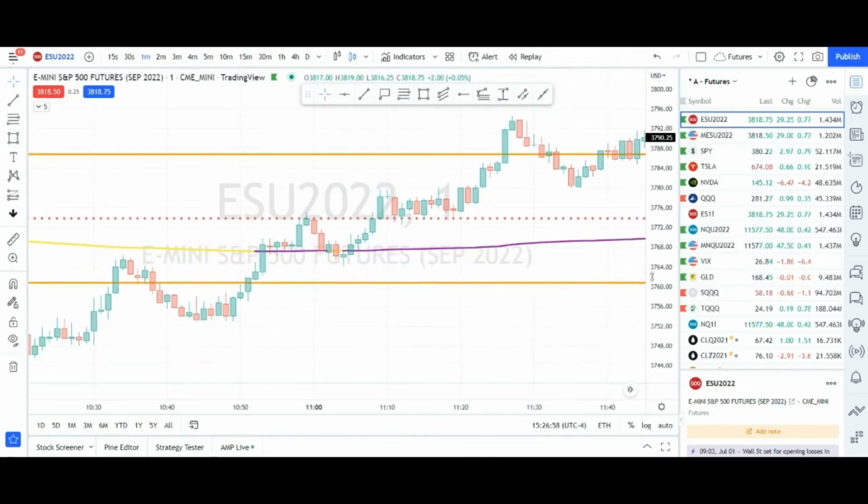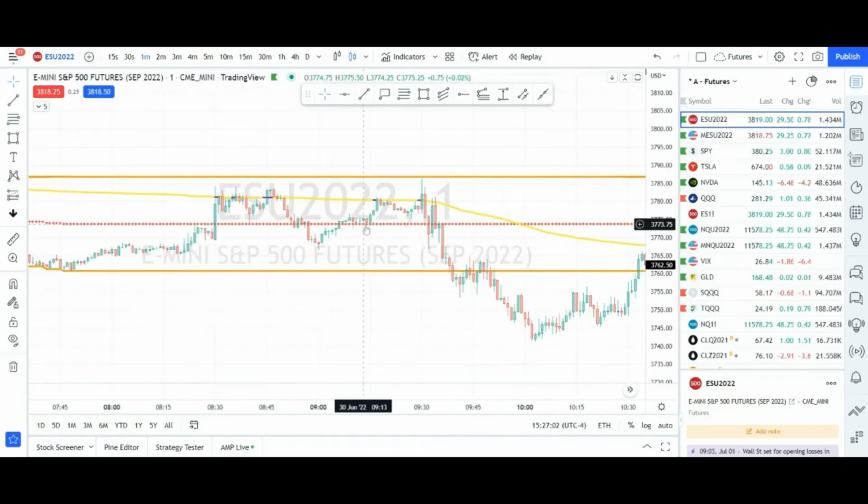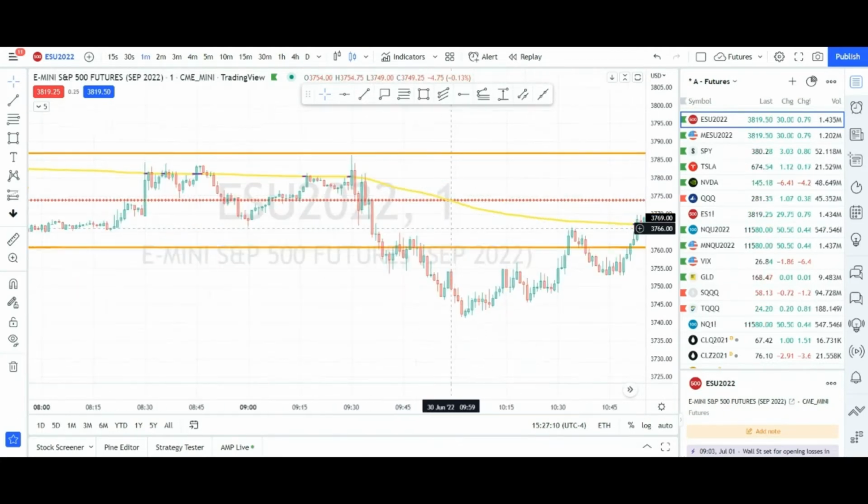If you see, the whole time the price is taking support here, tries to break, break down. Price is consolidating at this area, break down. Price is consolidating at this pre-market low, break down. Price tried to break this pre-market high, break down.